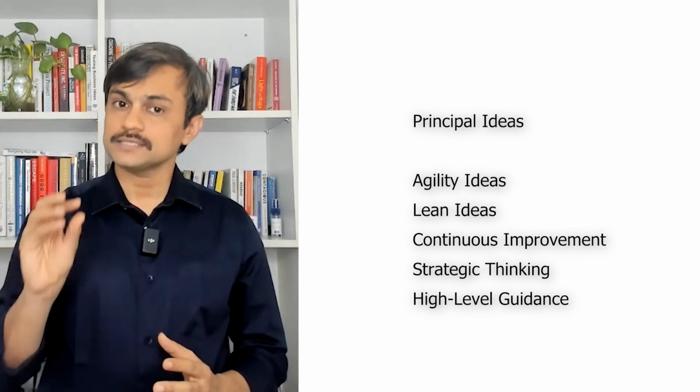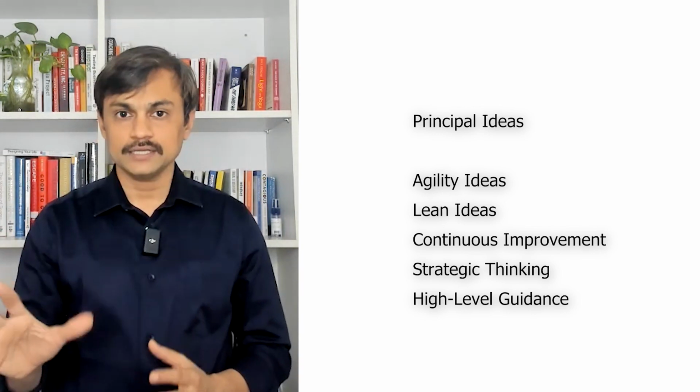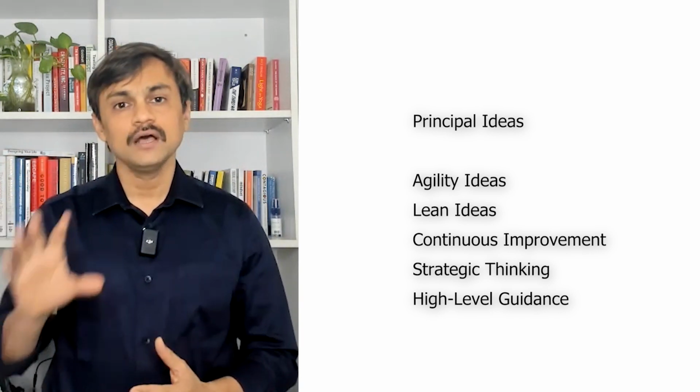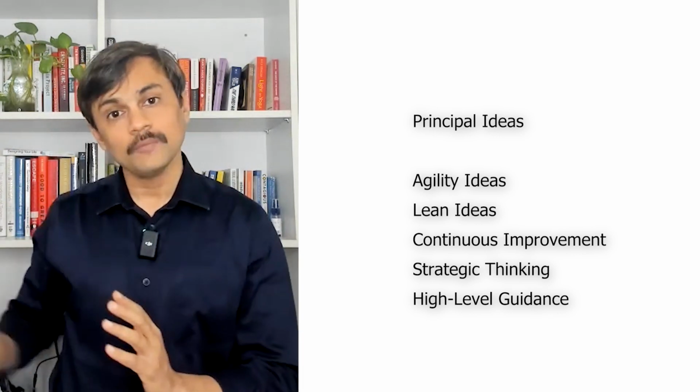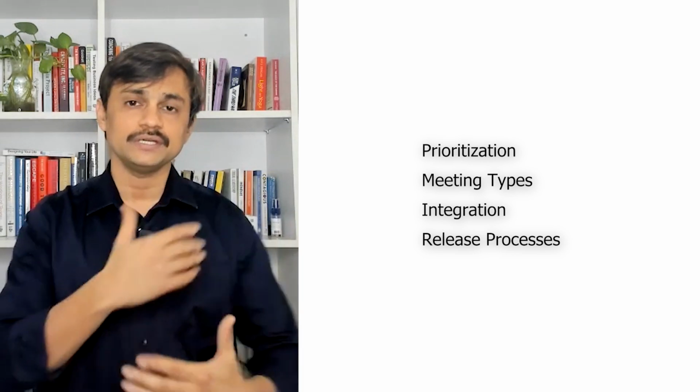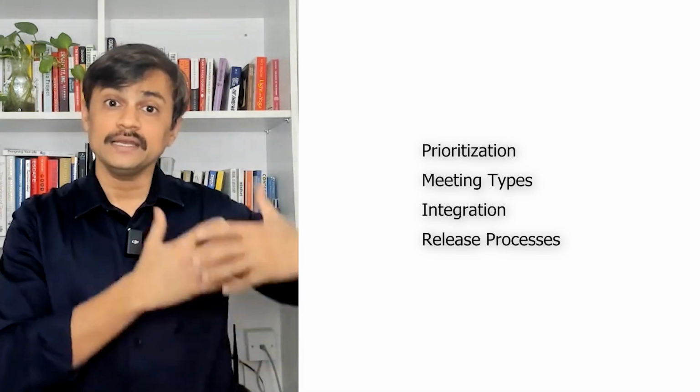The major recommendation in the Scaled Agile Framework is for the development part of the organization, because the operational part of the organization varies significantly from business to business. But there are various principle ideas, agility ideas, lean ideas, continuous improvement ideas, and strategic thinking ideas at a higher level, at a values and principles level, and high-level guidance is also proposed in the framework for your operational part of the organization. For your development part of the organization, they have a detailed framework and detailed guidelines. They will tell you how to prioritize, how to run various kinds of meetings, how to integrate, how to release. Those kinds of things they detail.